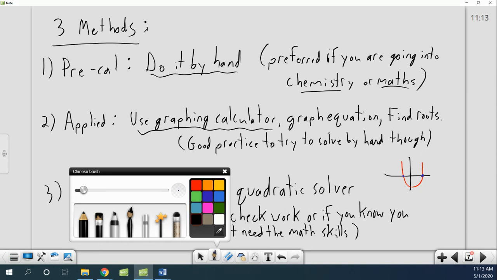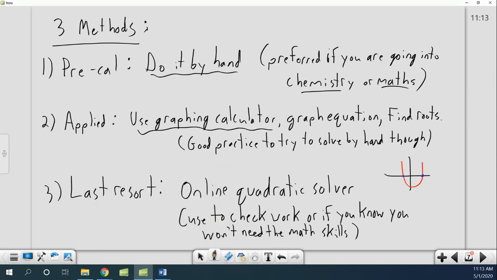So find those roots. Now, it's good practice to try and solve by hand, especially if you're going into chemistry or math. This is going to be very handy math to be able to do, to be able to manipulate. It's just good practice. It'll help you. But if you're like, I'm probably not going into chemistry, I just want to find the answers here, use your graphing calculator. That's fine. You can graph it, find the roots, you're good to go.